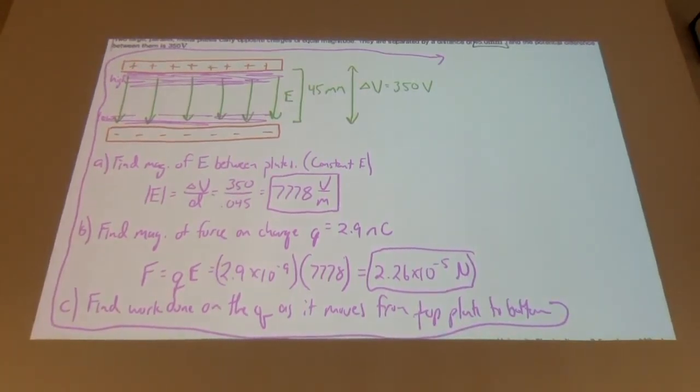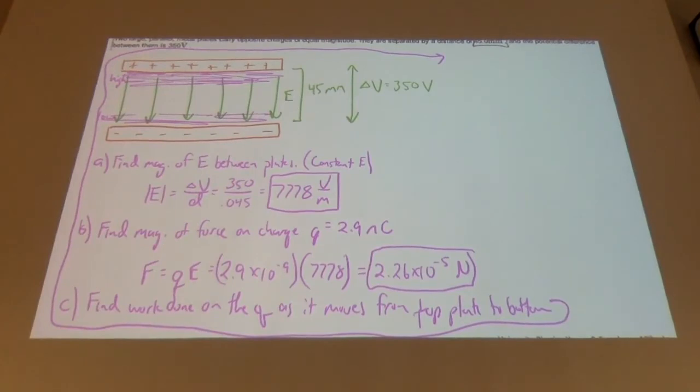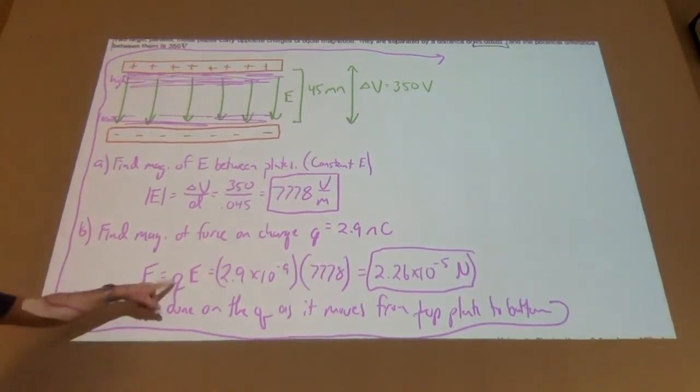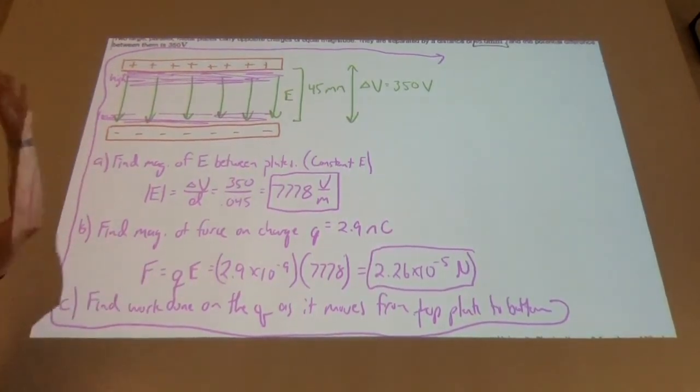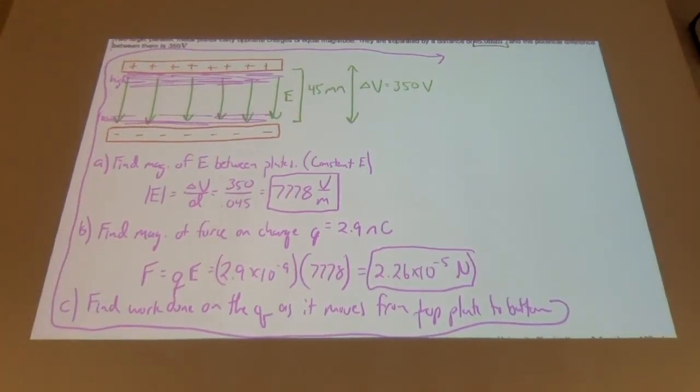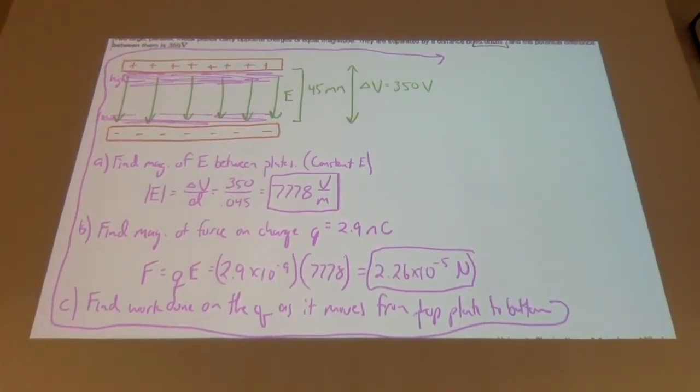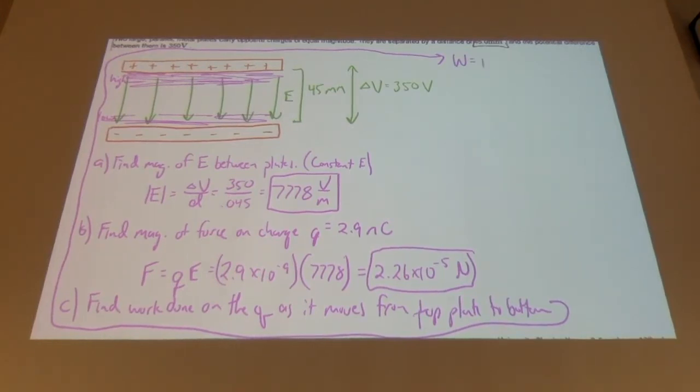Okay? Find the work done on the charge as it moves from the top plate to the bottom. So we're going to pretend that we take this charge and drop it right next to the top plate, and that electric force is going to make it move to the bottom plate. And we're going to find out how much work is done. So you might remember that work just in general is equal to F times D. Yeah, exactly. Assuming that those are pointing in the same direction. If they're pointing different directions, there's also a cosine of the angle between them that you have to deal with.